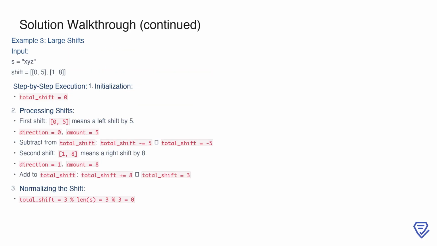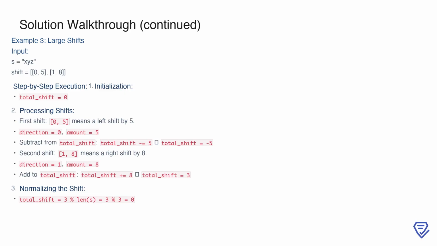In the third example, the string is XYZ, and the shifts are [0, 5] and [1, 8]. As always, we initialize total_shift to 0. For the first shift, [0, 5], which is a left shift by 5, we subtract the amount from total_shift, resulting in -5. The second shift, [1, 8], is a right shift by 8, so we add the amount to total_shift, bringing it to 3. After processing the shifts, we normalize total_shift by taking 3 modulo the length of the string, which is 3. This results in a total_shift of 0.